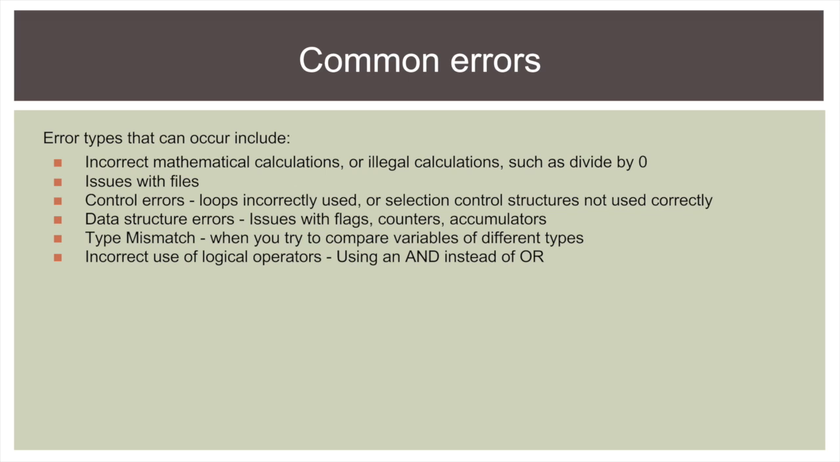Type mismatches, when you compare variables with different variable types. So things like comparing integers to a string may cause an issue depending on your programming language. If you try to write a string to an integer, that may cause an issue depending on the programming language. It all depends. Some programming languages are very strict on variable typing and some are not. So again, it depends on the language that you're using.